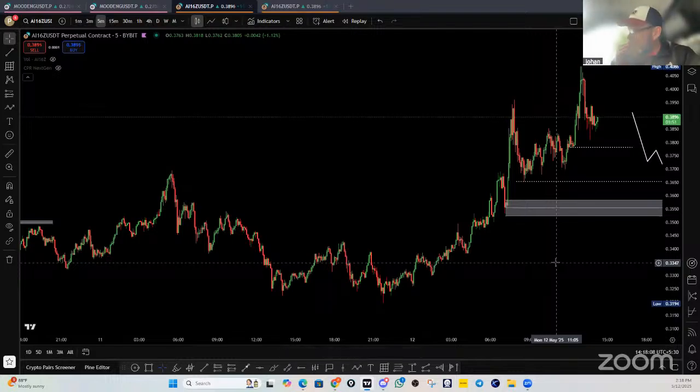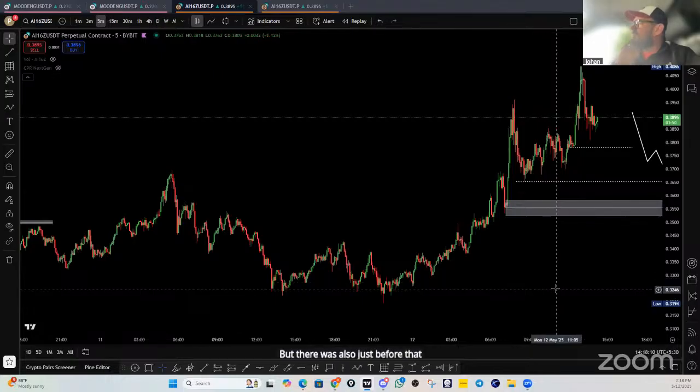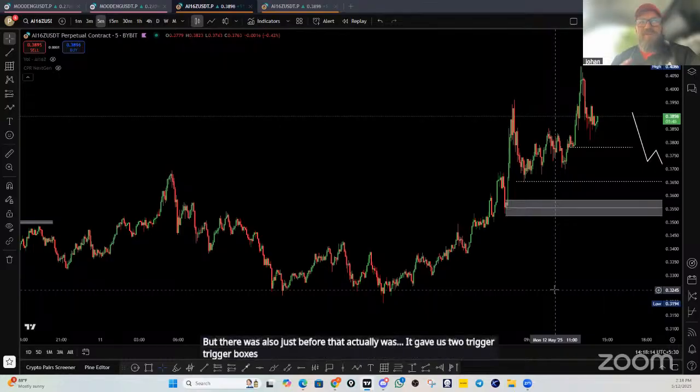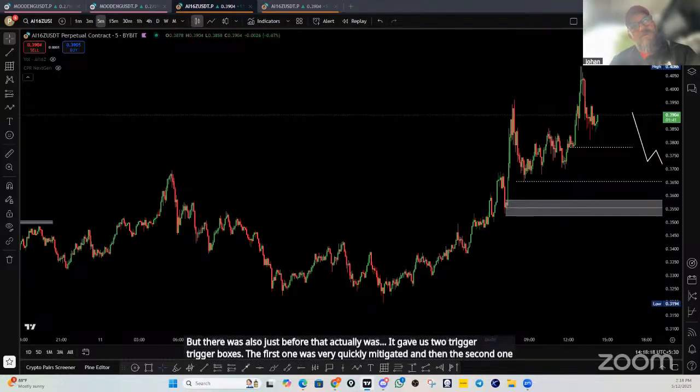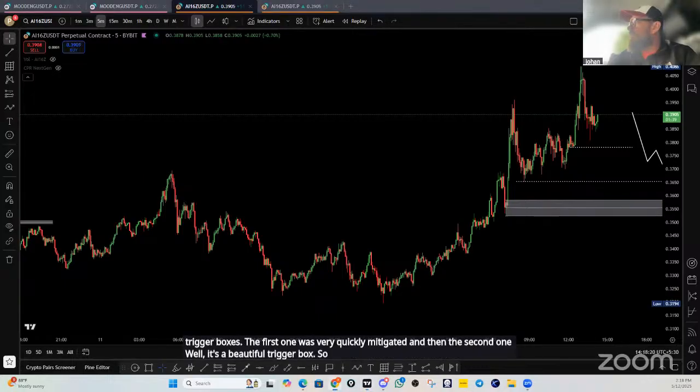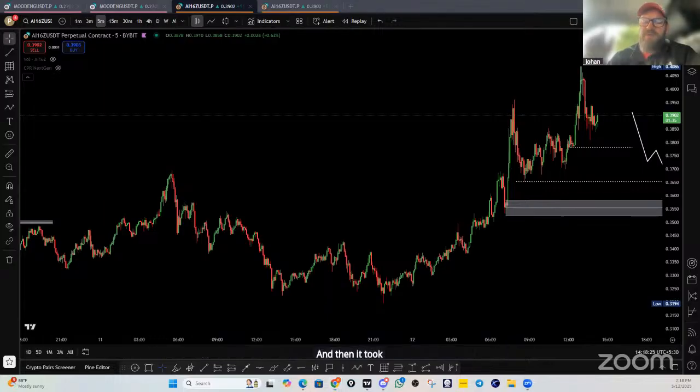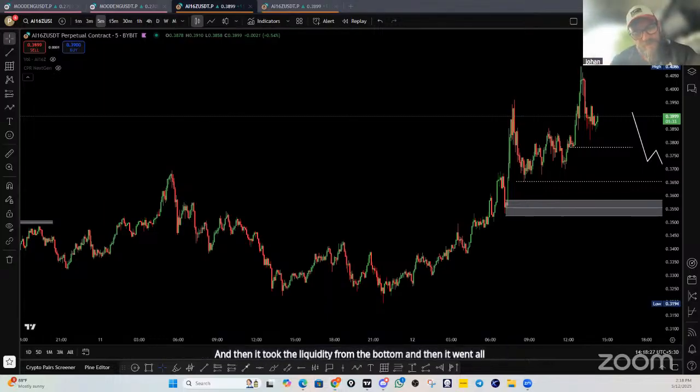But there was also, just before that, actually, it gave us two trigger boxes. The first one was very quickly mitigated, and then the second one was a beautiful trigger box. So I took a one long from there, and I took profit, and it came back, and then it took the liquidity from the bottom, and then it went all the way to the top. I took that one as well.